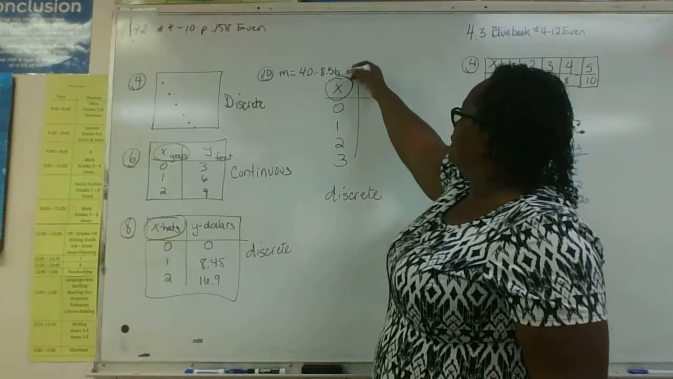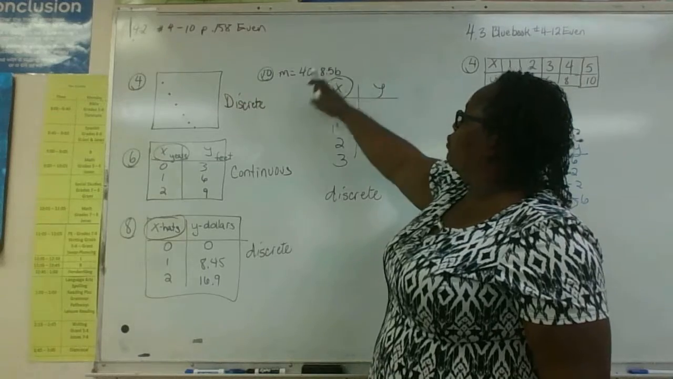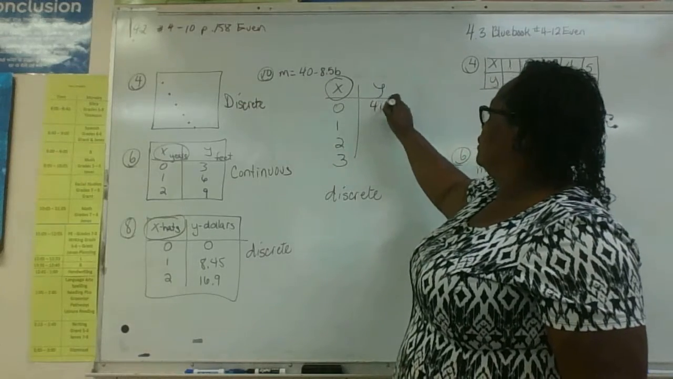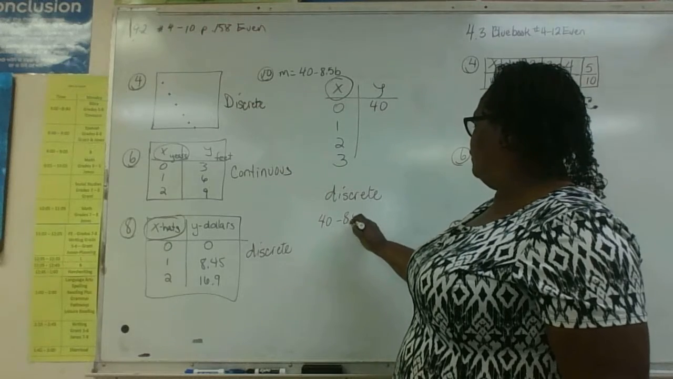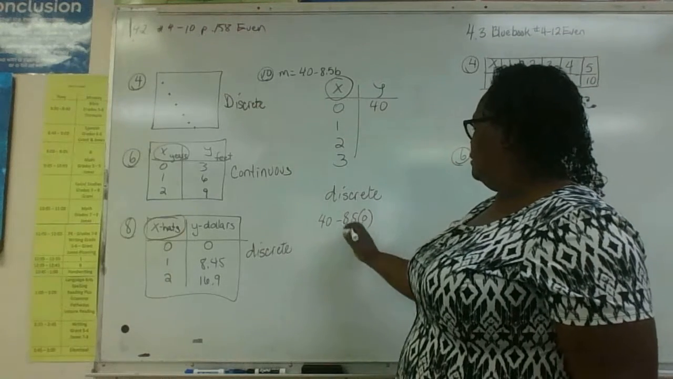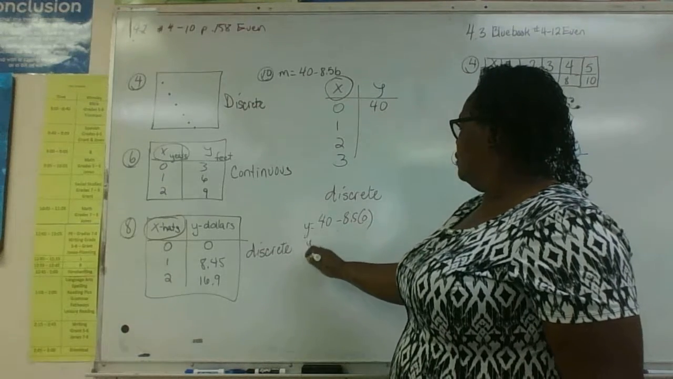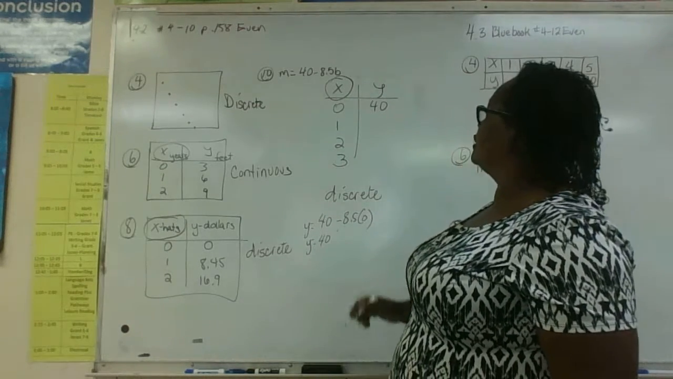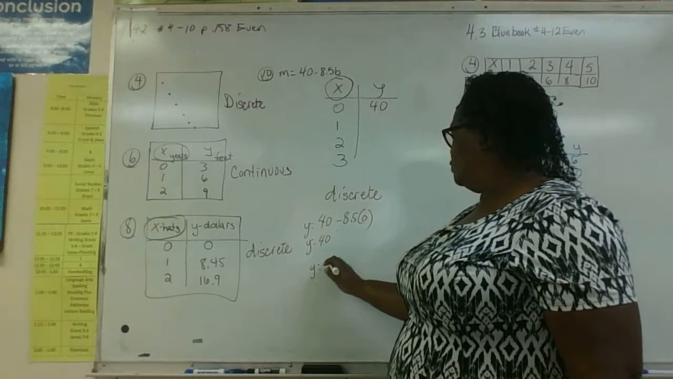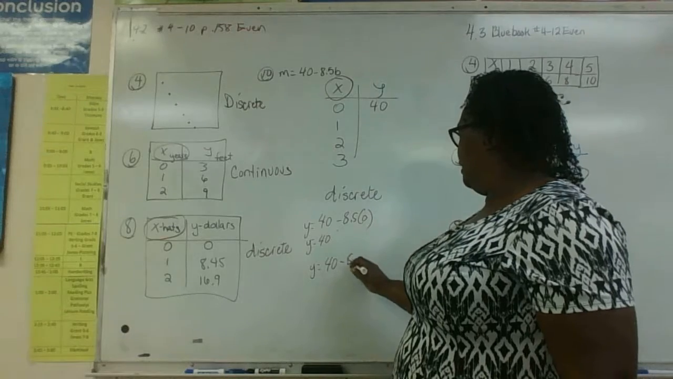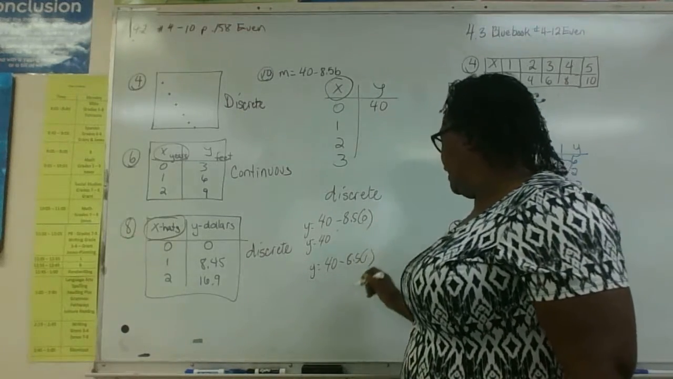If we plug in 0 here, then that would make this whole answer 0, and we'll be left with 40, okay? So let's take a look. 40 minus 8.5 times 0. That would cancel that out, and so the answer would be 40, okay? On the next one, what if it is 1? So that y is equal to 40 minus 8.5 times 1. So then 40 take away 8.5.